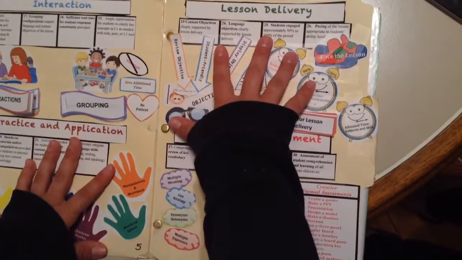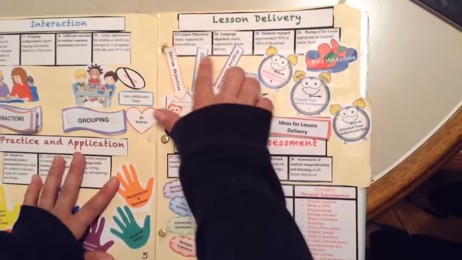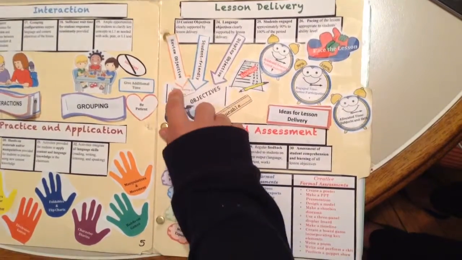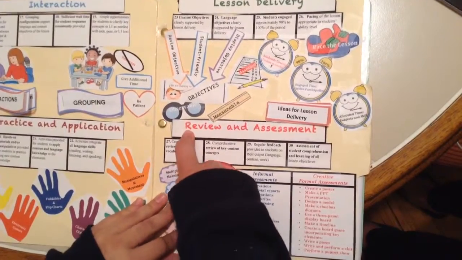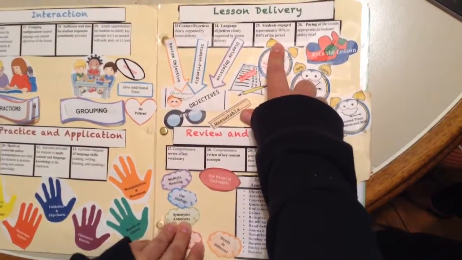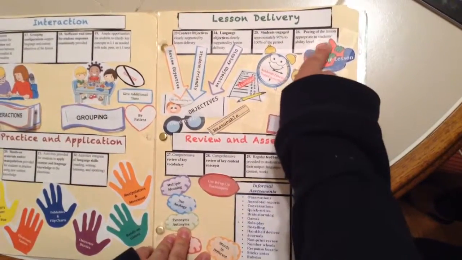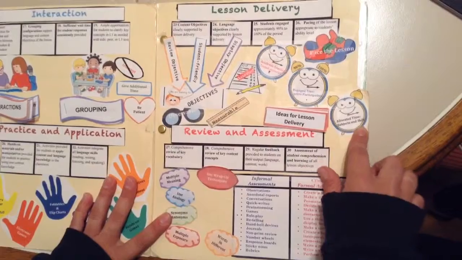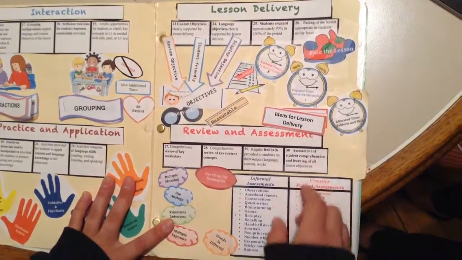For the lesson delivery, we have 4 indicators. Content objectives are clearly supported by lesson delivery. Language objectives are clearly supported by lesson delivery. Students engaged approximately 90% to 100% of the period, and pacing of the lesson is appropriate to students' ability. We see this by the clock. It reminds us that 90 to 100% of the time needs to be engaged in activity.